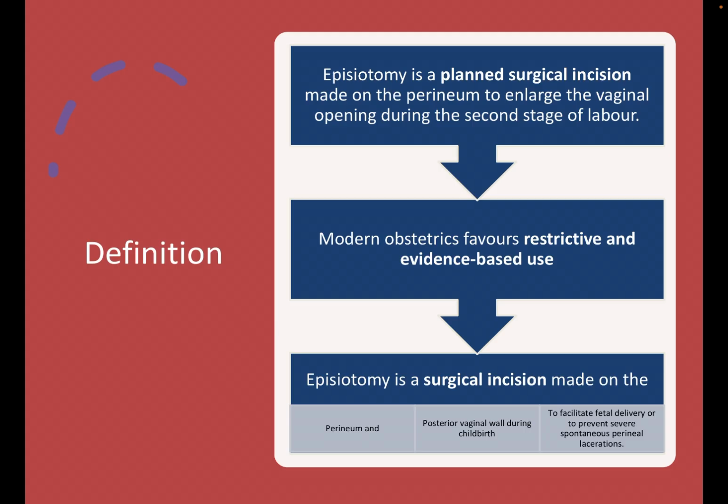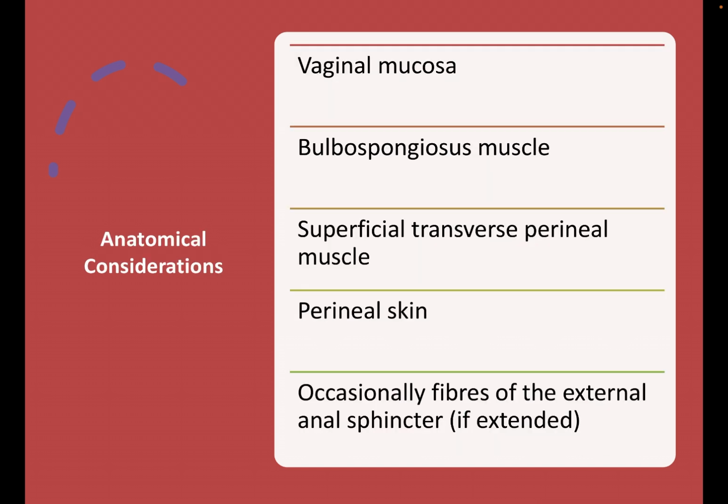Today we will discuss episiotomy. Episiotomy is a planned surgical incision made on the perineum to enlarge the vaginal opening during the second stage of labor. In modern obstetrics, episiotomy is preferred only very restrictively and is a part of evidence-based use. It is a surgical incision made on the perineum or posterior vaginal wall during childbirth, done to facilitate fetal delivery and to prevent severe spontaneous perineal lacerations.